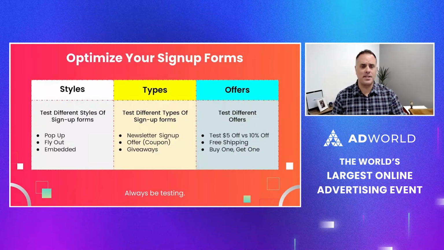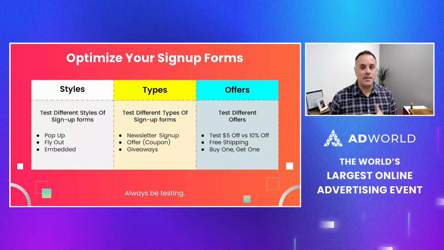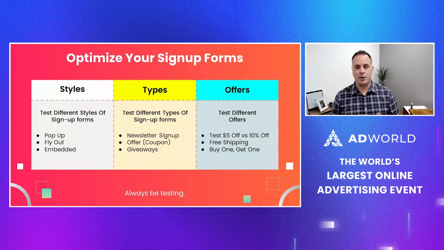A couple areas to start. So test the style of your pop-up, your sign-up form. Pop-up versus a flyout versus an embedded form. You should have different types of sign-up forms. You can have your traditional newsletter sign up here to get more information or exclusive offers. An actual offer: save $5, save $10.